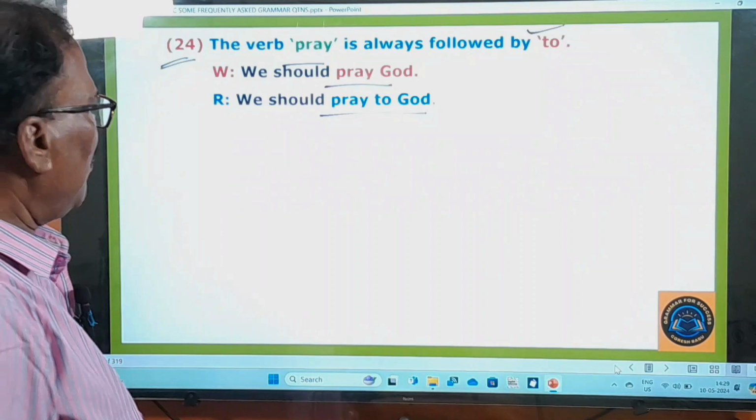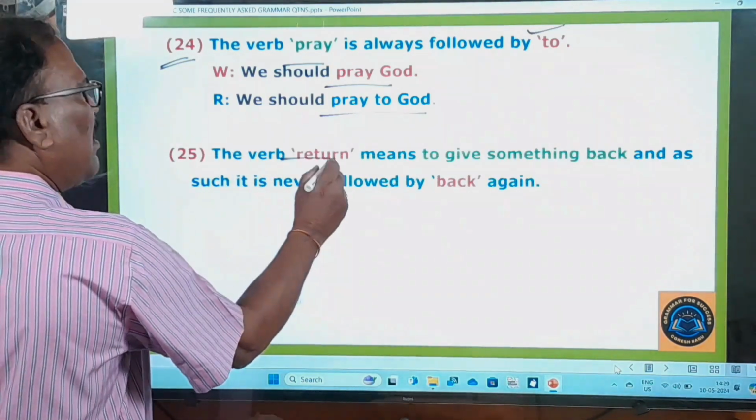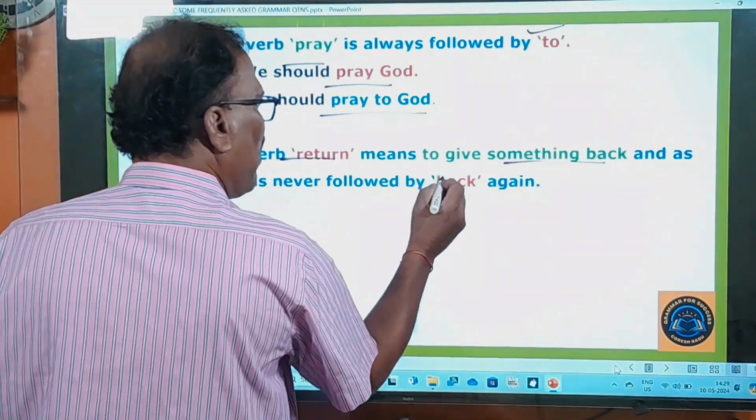దేవునికి ప్రార్థించాలి. Right, and the last one I think here is the verb return means to give something back, and as such it is never followed by back again.